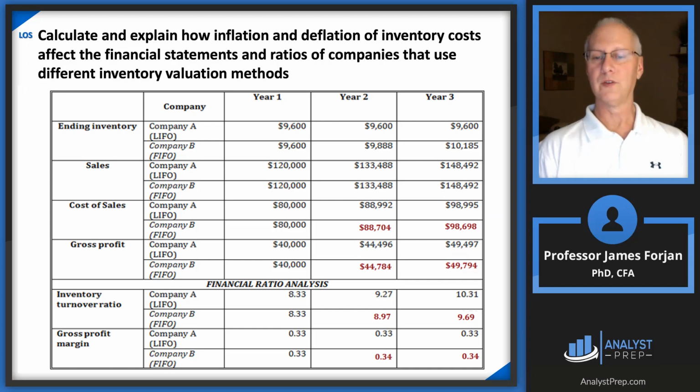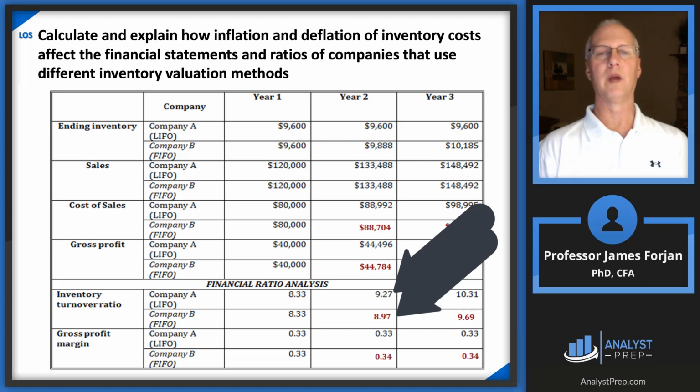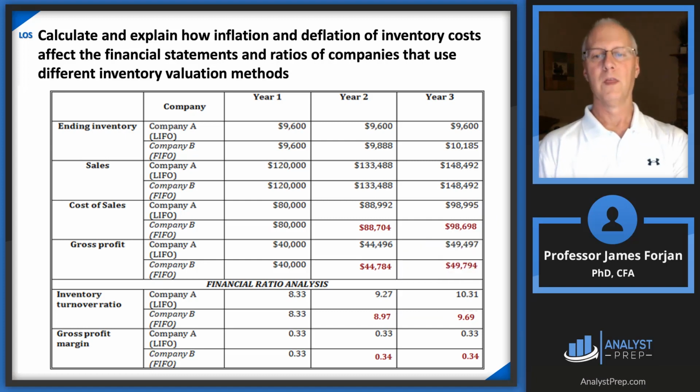Wow, what that does is that has implications, especially for the inventory turnover ratios. And so I think this is the more important sense of this LOS, is to consider the differences between LIFO and FIFO, and then know what impact those differences will have on various financial ratios, in particular inventory turnover ratio.